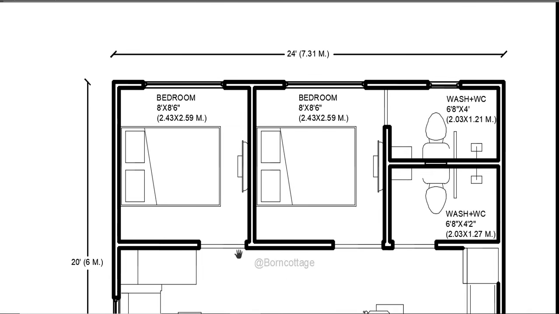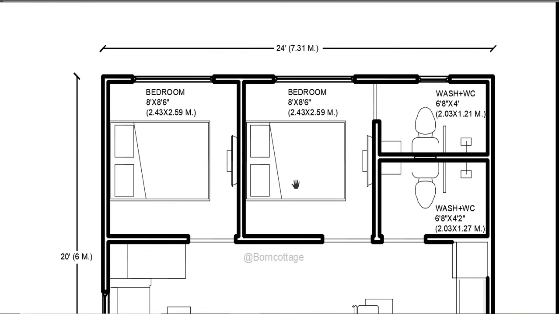So we have bedroom number 1 here. On the left side you can see here the bed arrangement and TV unit arrangement on the front wall, and we have a large size window for ventilation and light purpose. And also on the right side we have bedroom number 2 here with same size. You can see here the bed arrangement and also TV unit on the front wall, and we have a large size window for ventilation and light purpose of this room.